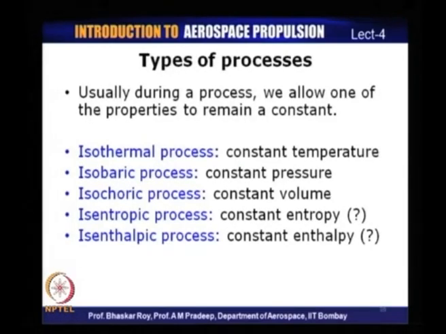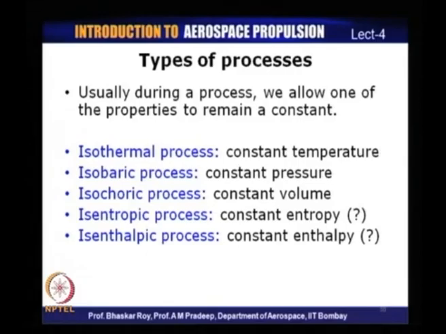So, depending upon the type of process, we can usually classify the processes into different types. As we shall see a little later, during a process we allow one of these properties to remain constant. A process in which the temperature is held constant is referred to as an isothermal process. A process in which the pressure is constant is known as an isobaric process. A process during which the volume is constant is called an isochoric process.